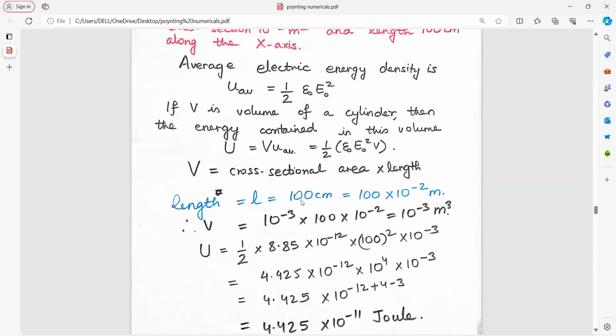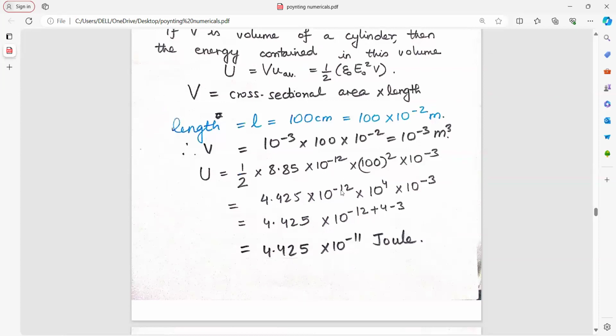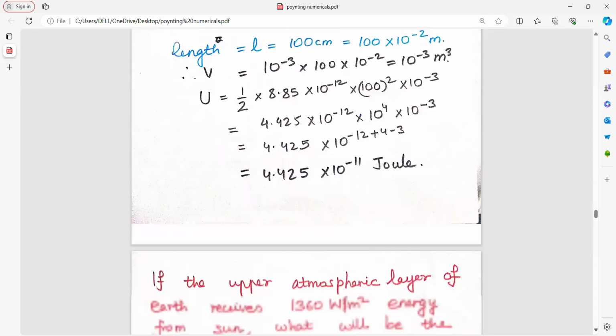Length is 100 centimeter, change it into meters. And then your volume becomes here, cross-sectional area into length. Put these values in the formula up. Epsilon naught is 8.85 into 10 to the power of minus 12. E naught is 100, it is given, and this you have changed 10 to the power of minus 3. And then you take 10 powers here, minus 12 plus 4 minus 3, you solve them, and 2 divided 8.85 divided by 2 becomes 4.425, and then the 10 powers, you can write the answer like this.